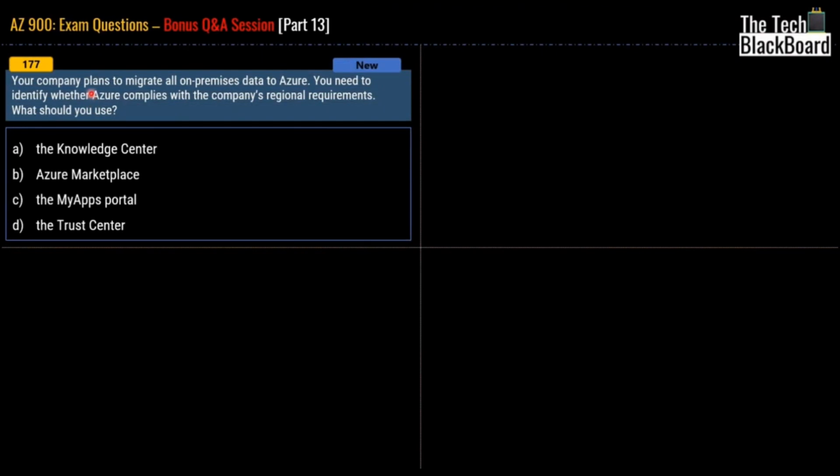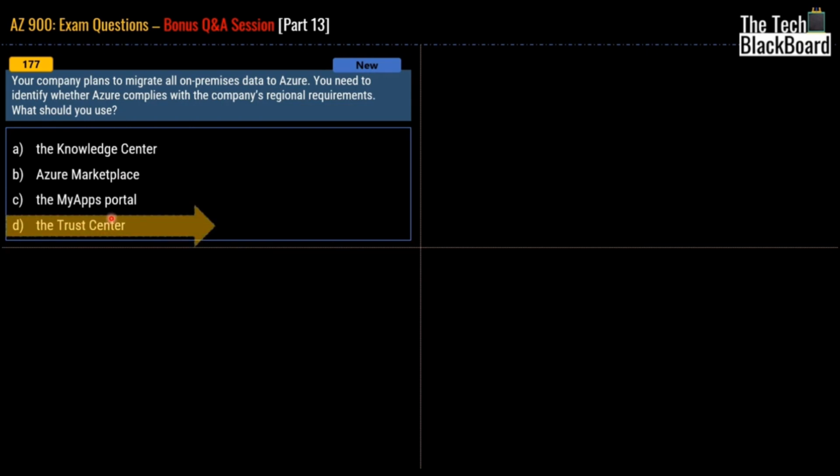Now let's move to question number 177. The question says that your company plans to migrate all on-premise data to Azure. You need to identify whether Azure complies with the company's regional requirement. What should you use? Your options are the Knowledge Center, Azure Marketplace, My Apps Portal, or the Trust Center. The correct answer for this question is the Trust Center.